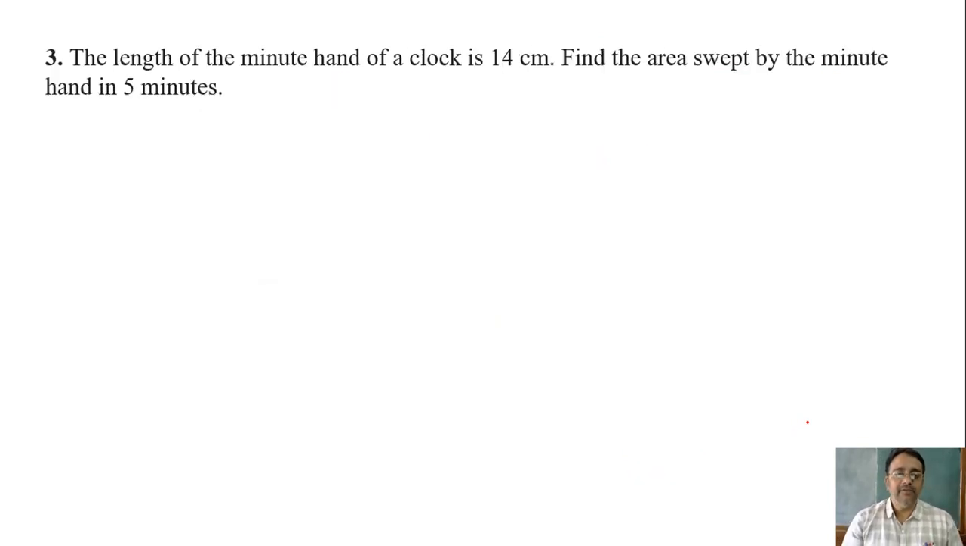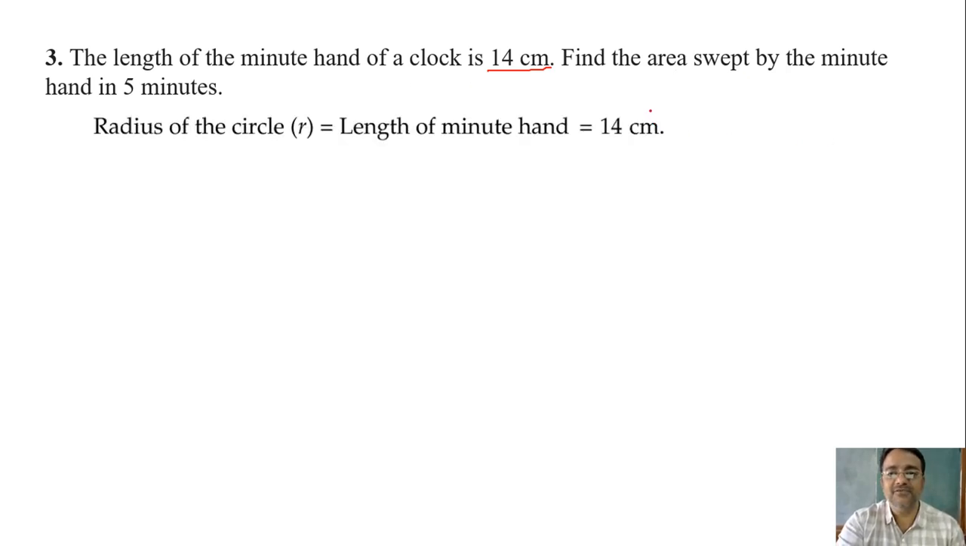Okay, so now we are moving toward the next important question. The length of the minute hand of a clock is 14 centimeter. Find the area swept by the minute hand in 5 minutes. So the length of the minute hand will be the radius of the circle, because when the minute hand rotates fully in the clock, that will form a circle, and for that circle the radius will be the length of the minute hand. So radius will be equal to 14 centimeter.